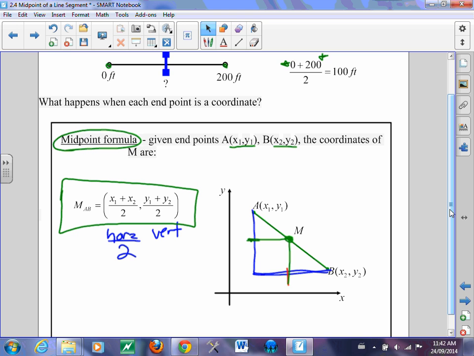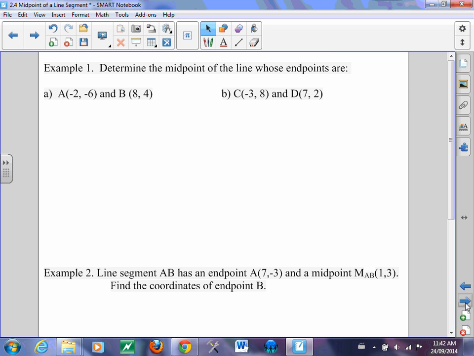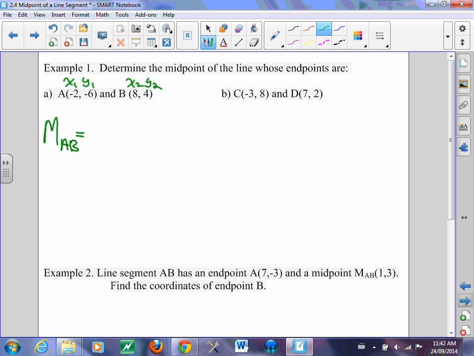All right, let's try some examples. Okay, so example 1, determine the midpoint of the line whose endpoints are A and B. For those who need it, x1, y1, x2, y2. Okay, so midpoint is capital M, lowercase ab, equals, you're going to add the x's, so -2 plus 8 divided by 2, comma, -6 plus 4 divided by 2.